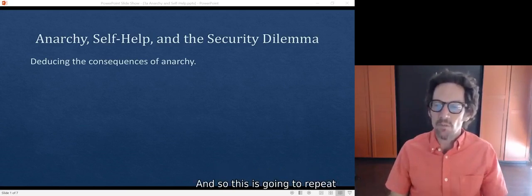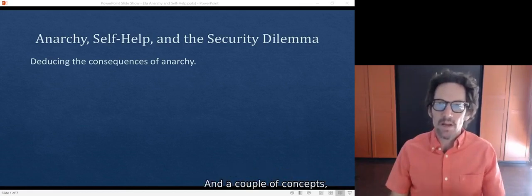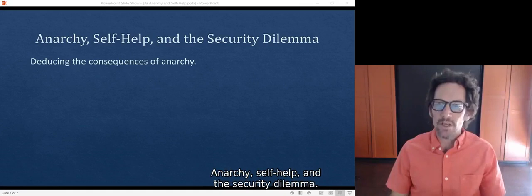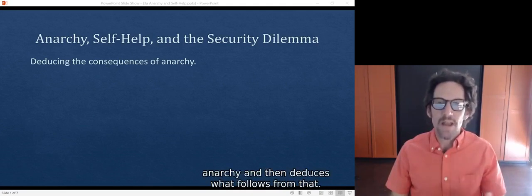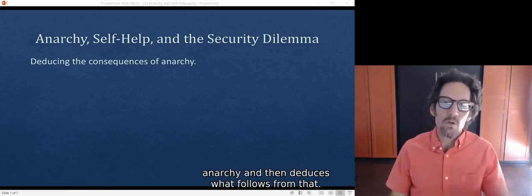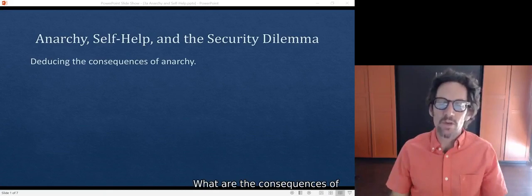And so this is going to repeat some things that are in the textbook, but it's also going to expand on them. A couple of concepts, or three concepts that we want to focus on are anarchy, self-help, and the security dilemma. And essentially what realist theory does is it starts with this idea of anarchy and then deduces what follows from that. What are the consequences of an anarchical international system?